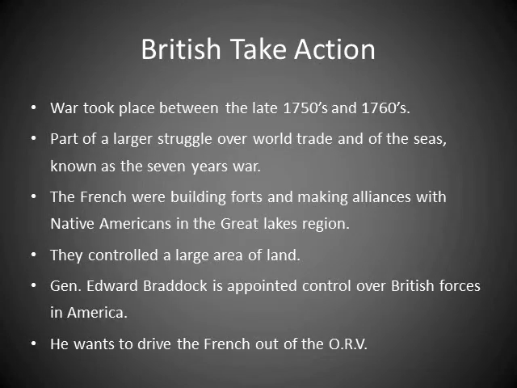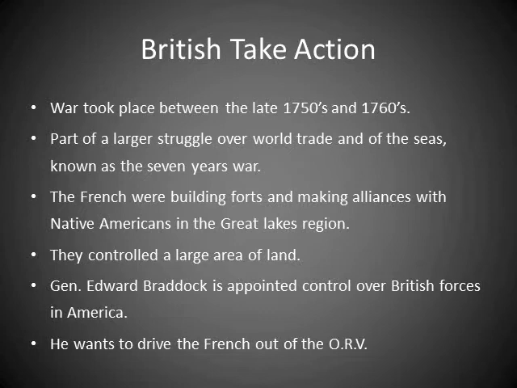The British take action. I know this looks like a long, intimidating slide, but it's just a few short sentences. But there are some big points you need to know. You need to know that the war takes place between the 1750s and the 1760s, and the actual war is known as the 7 Years' War. The French and Indian War is part of a larger struggle known as the 7 Years' War. The French and Indian War is just the theater that takes place in America.